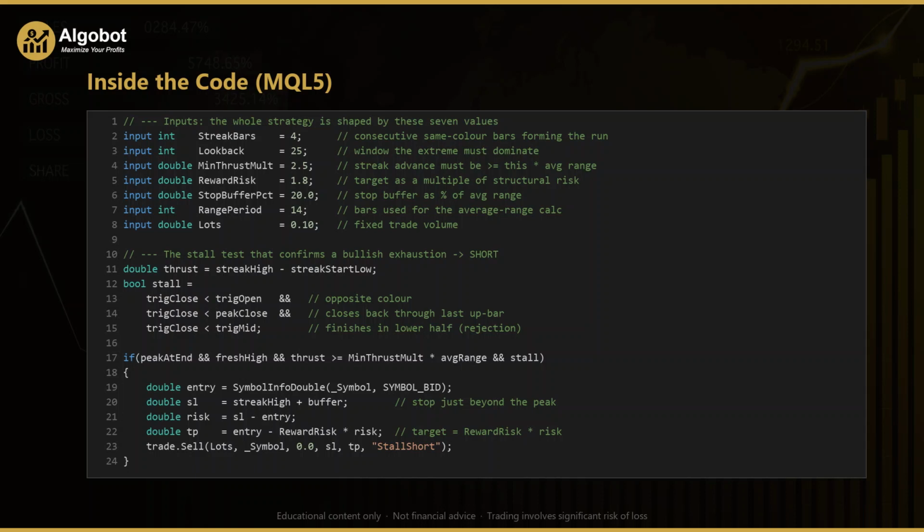The final if statement combines everything. The peak sits at the end of the run, the high is fresh, the thrust clears the threshold, and the stall is confirmed. Only then does it act. Entry is taken at the current bid. The stop is the streak high plus the buffer. Risk is the distance from entry to that stop, and the take profit is the entry minus RewardRisk times that risk. Then it sends the sell order. The long side mirrors this exactly, just flipped.